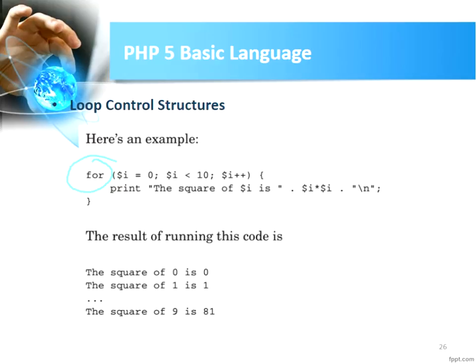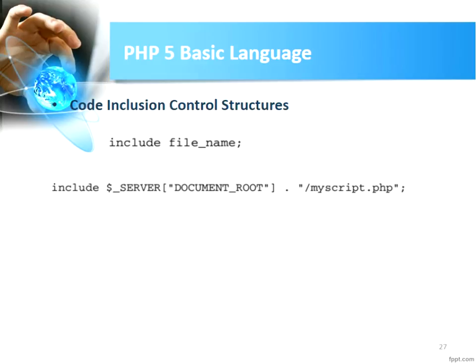so we can use also the loop for. For example here, i equals 0, i less than 10, i plus plus, print the square of i. Here the dot means concatenation. Yes, in Java it is plus. And the result will be like this. The square of 0 is 0, the square of 1 is 1, etc. The square of 9 is 81.